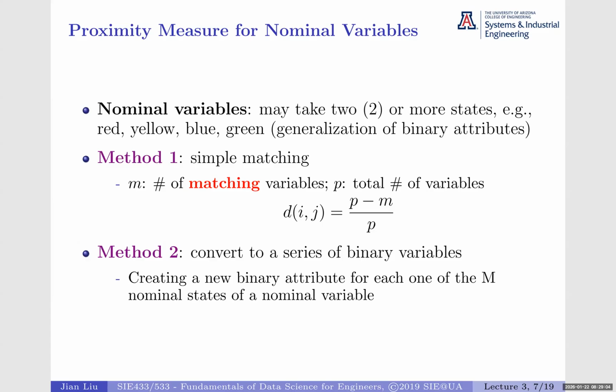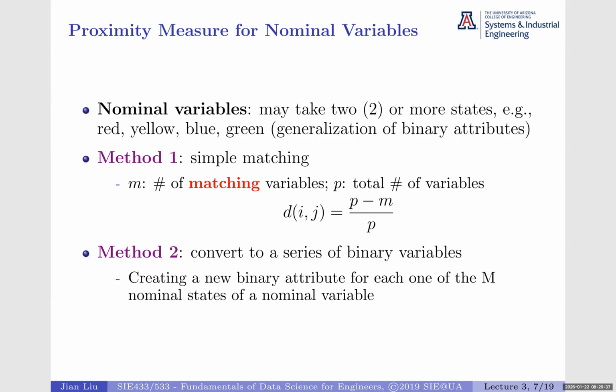We may take two or more states, right? What are the nominal variables? Categories without a sense of a ranking, right? Color of hair: white, black, blonde, right? So that's a different color, and those colors have no ranking, right? So those are the nominal variables. We may have two or more states.